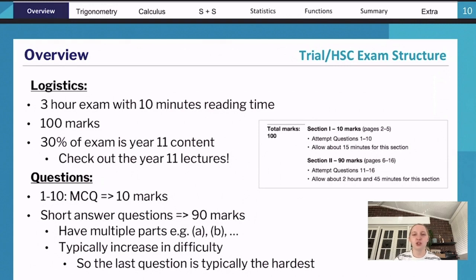Like you just work through the questions and all of a sudden you've only got 20 minutes left. So yeah, it's a 3-hour exam. You do get 10 minutes of reading time at the very beginning.